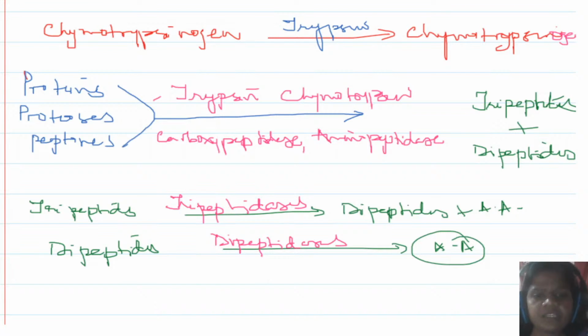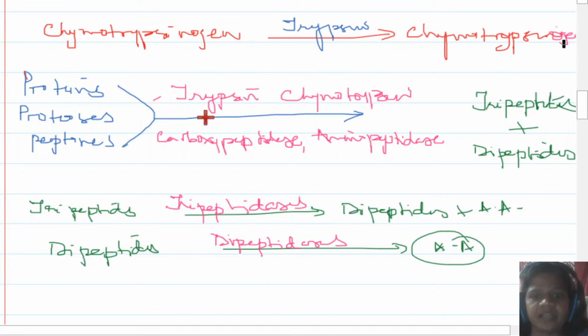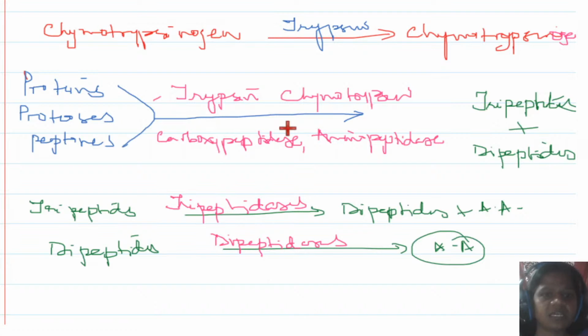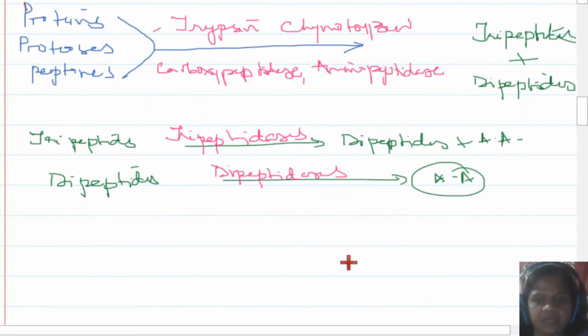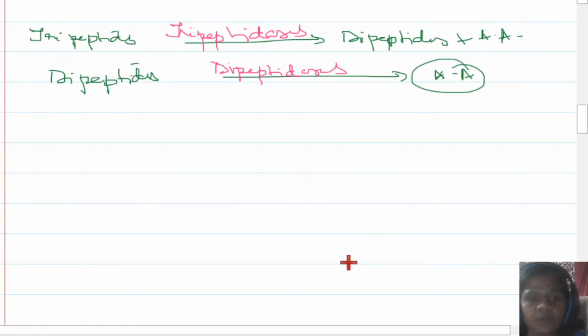Okay. The proteins, proteoses, and peptones are acted upon by trypsin, chymotrypsin, carboxypeptidase, aminopeptidase. So these are all together the proteolytic enzymes present in pancreatic juice, and also the succus entericus, which is the intestinal juice. These convert the proteins, proteoses, and peptones into tripeptides and dipeptides. The tripeptides are acted upon by tripeptidases to produce dipeptides and amino acids, and the dipeptides are acted upon by dipeptidases to produce amino acids. With that, we come to the end of the protein digestion.